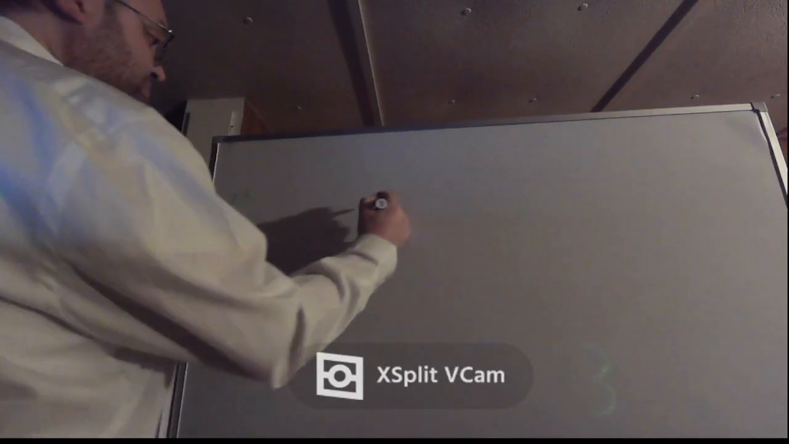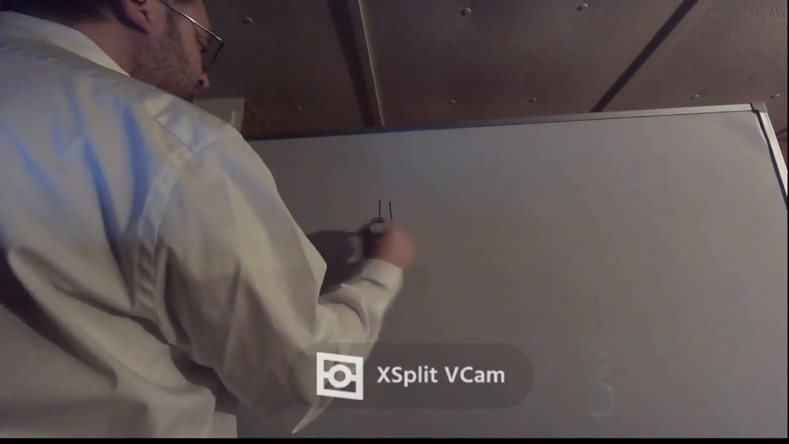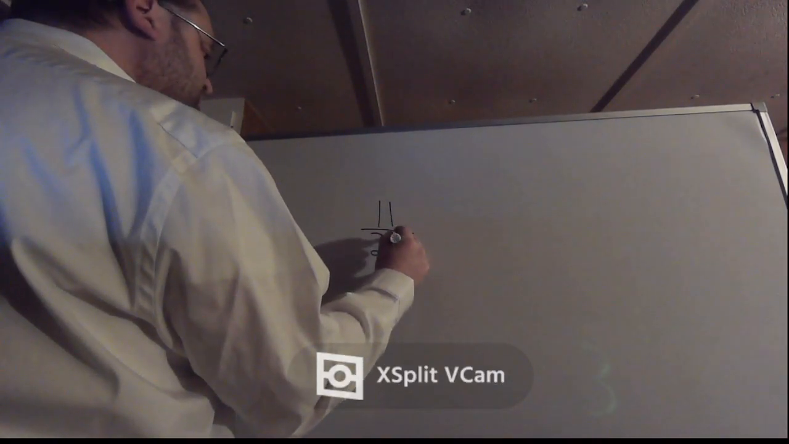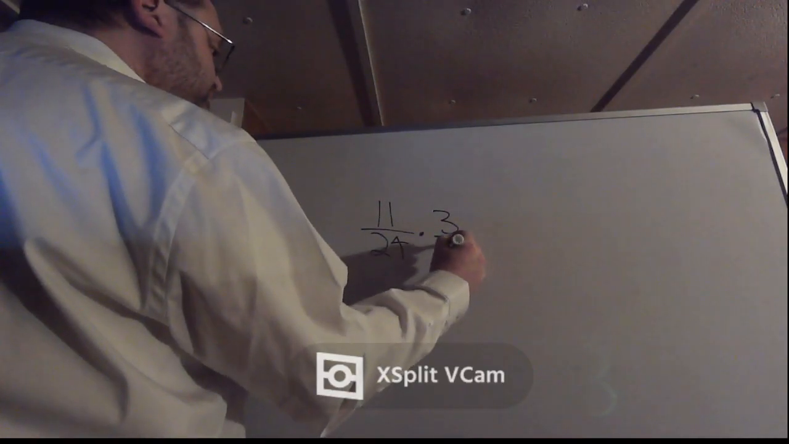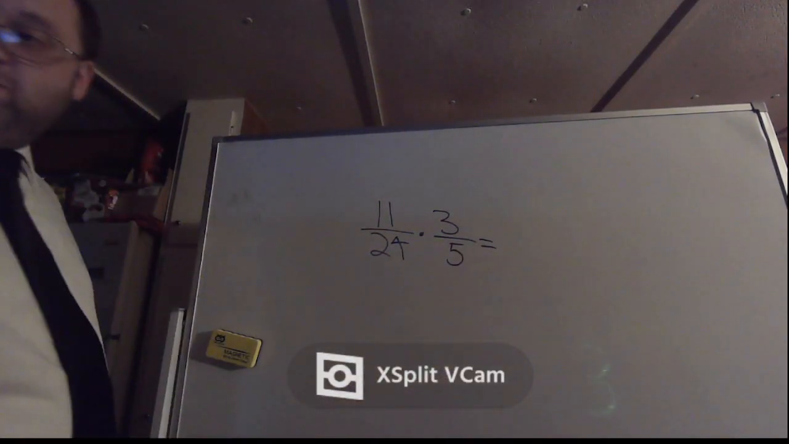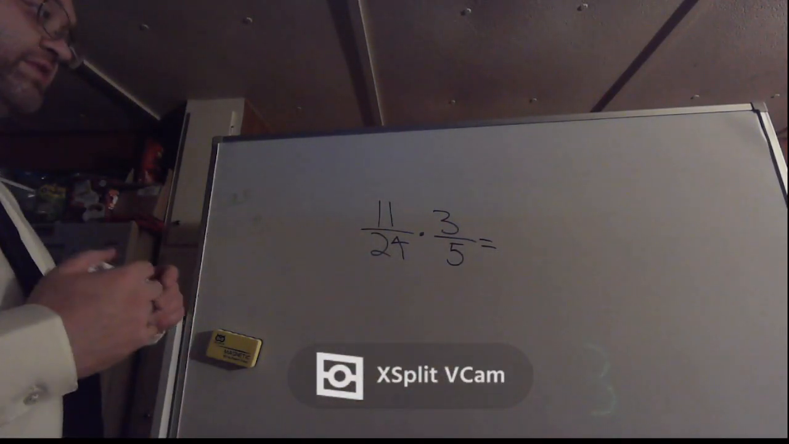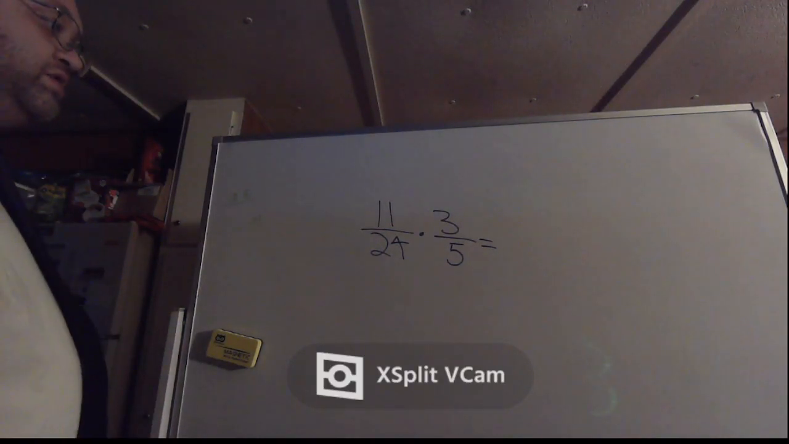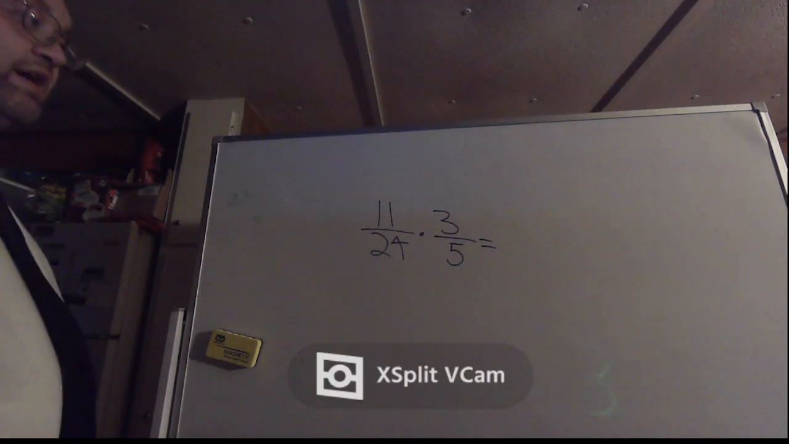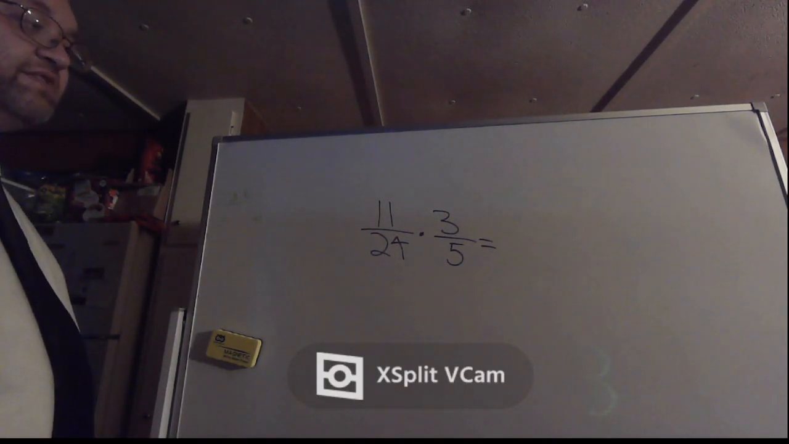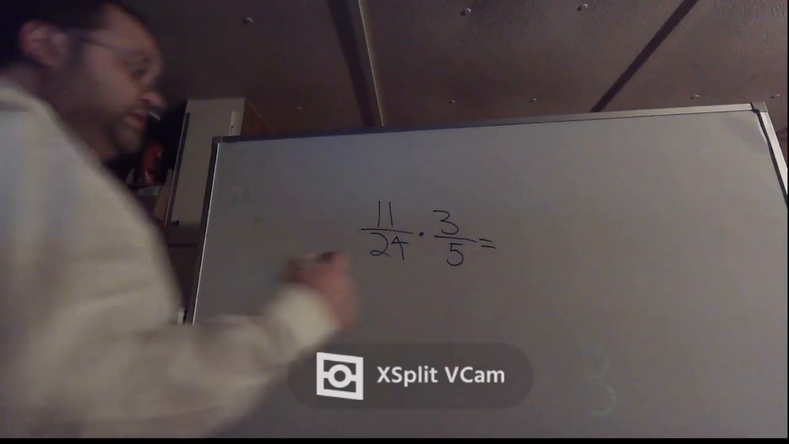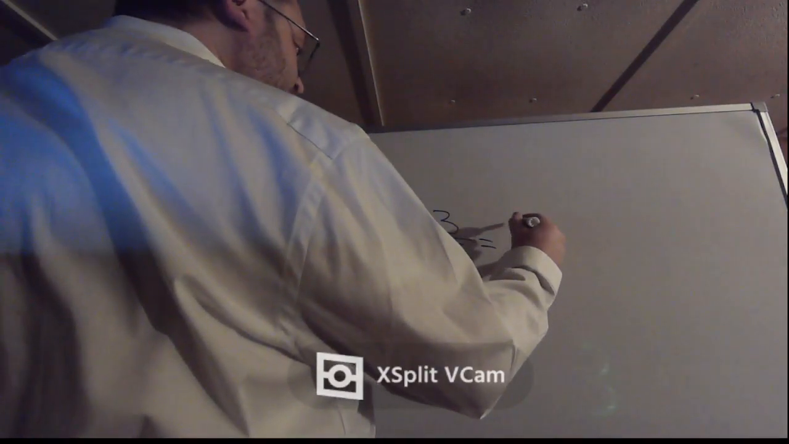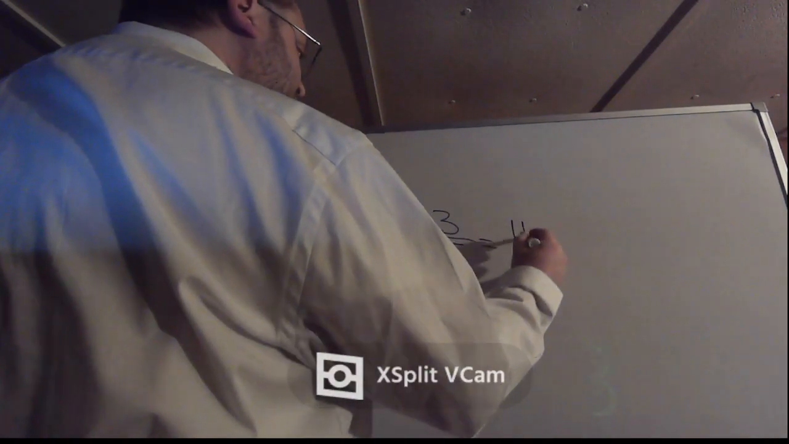Alright, we have something like 11/24 times 3/5. So we got 11/24 times 3/5. Do we see anything we can factor out? Well, 11 and 5 definitely don't work. 3 and 5 don't work, but 3 and 24 sure do. So in the numerator we'll have 11 still.